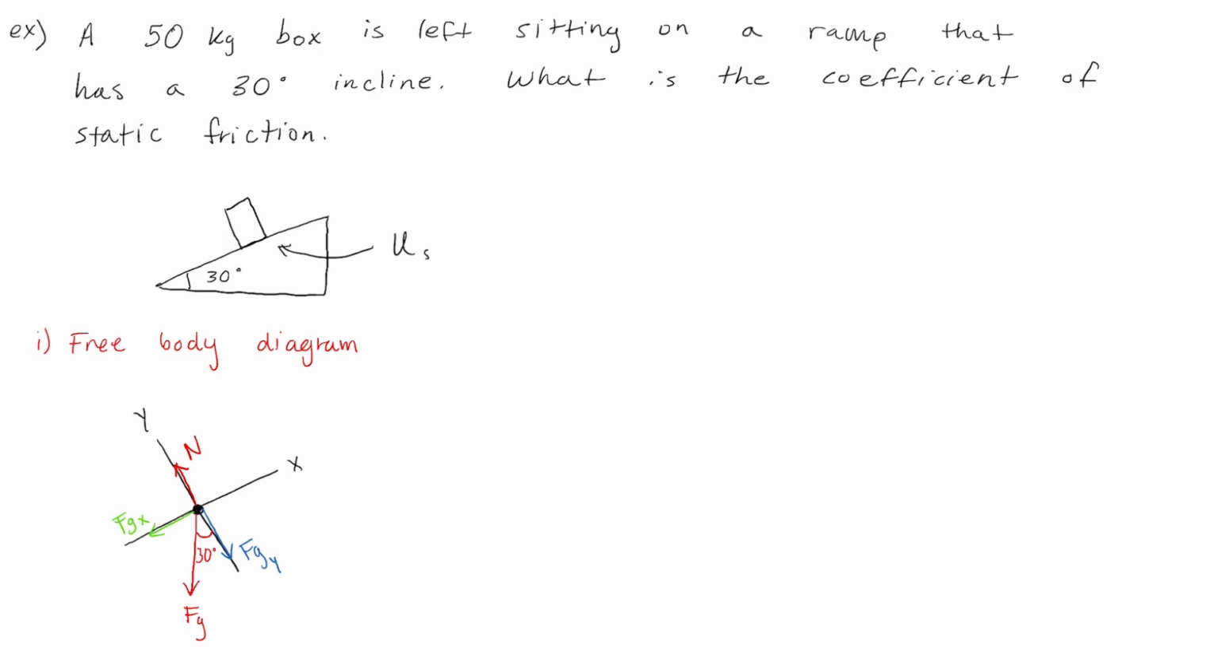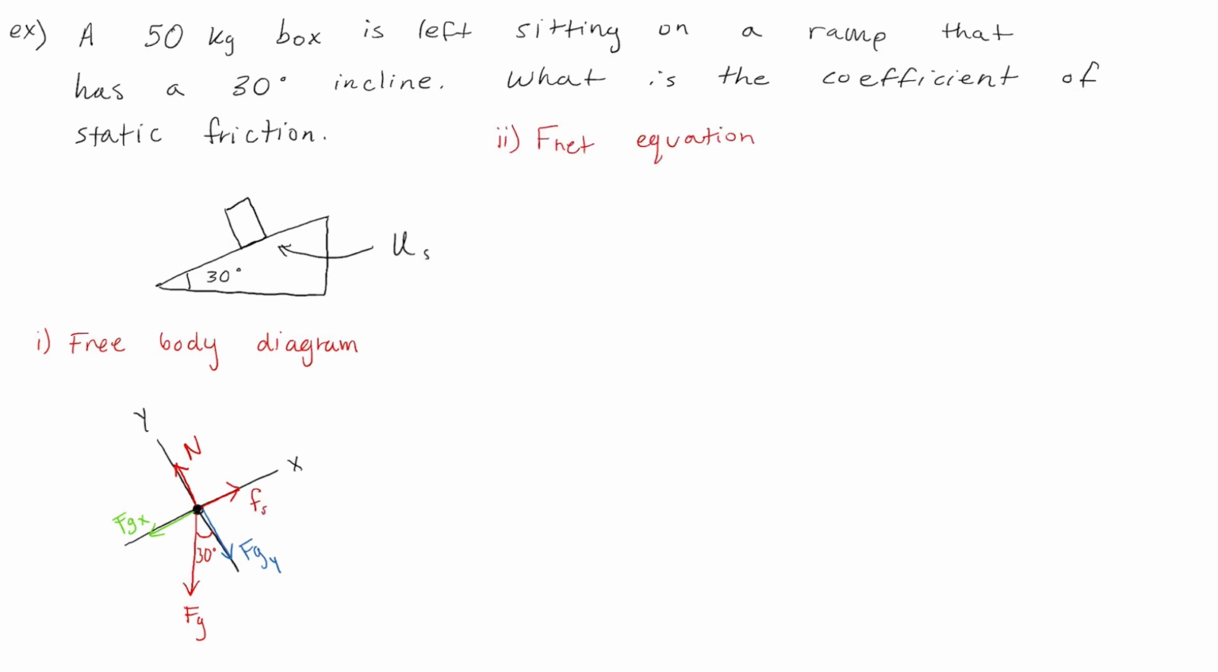Based on the forces we've already drawn, the box will slide down the incline. But we know the box is not moving. So what force would be resisting the motion of this box? Static friction. And so we have to draw the static friction vector going up the incline. So it's resisting the motion of this box.